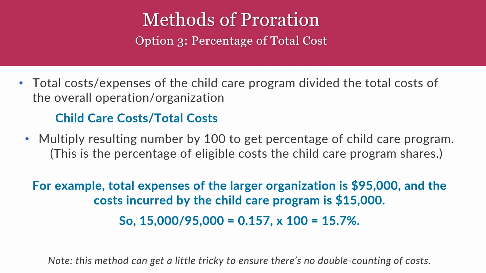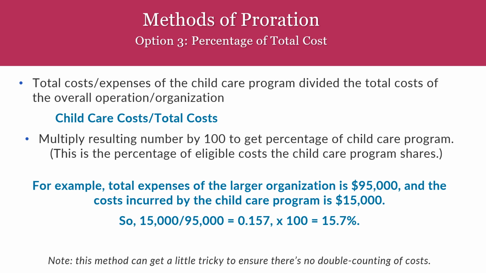This should include the dedicated cost for the program, think supplies, salaries, etc., but not costs that are shared between the child care program and the entire operation. Think back to that parking lot example. The money spent on that should be included in the cost for the entire operation only, as you can't double count cost. This can get confusing, so if you have a lot of shared costs, choosing another method of proration may be a better option.